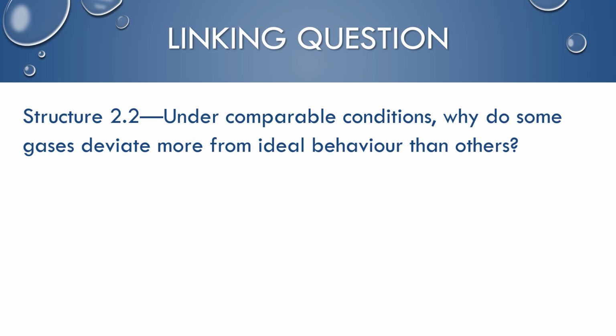And that leads us to this linking question. Under comparable conditions, so if we're looking at same temperature, same pressure, why do some gases deviate more from ideal behavior than others? And that has to do with their size. So the electron cloud size is going to affect their intermolecular forces, and it's also going to affect the volume of their particles. Because remember, an ideal gas has a negligible volume of the particles. So if they're big molecules, they're going to take up more space, and so that is less ideal.